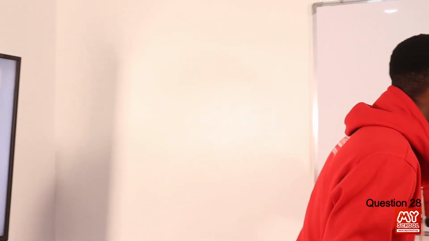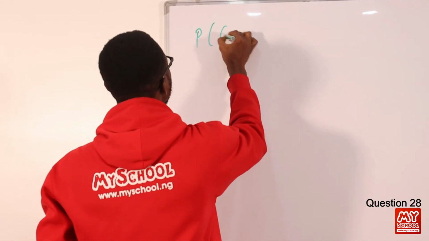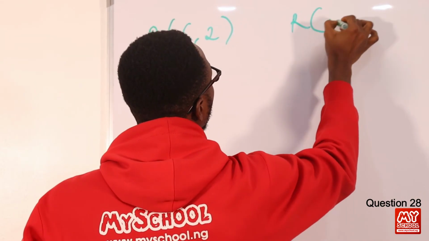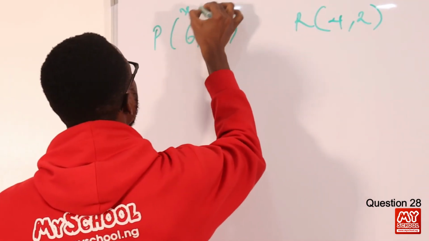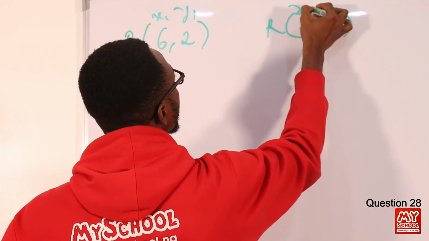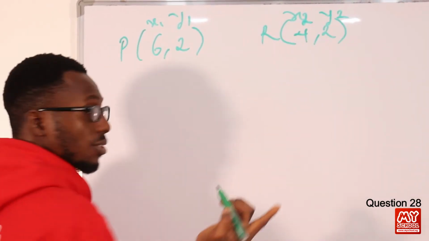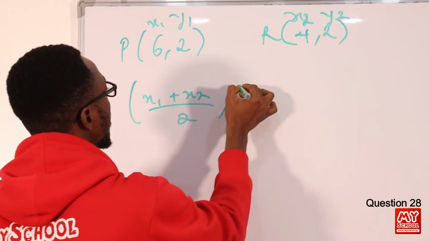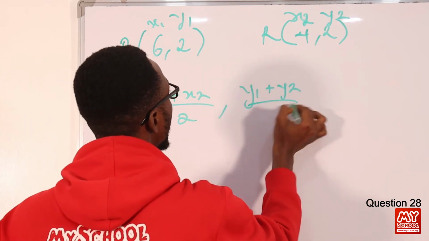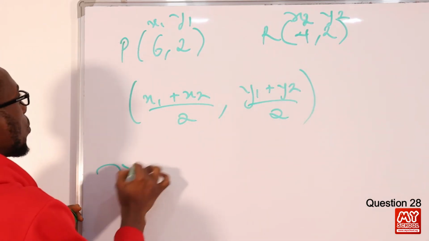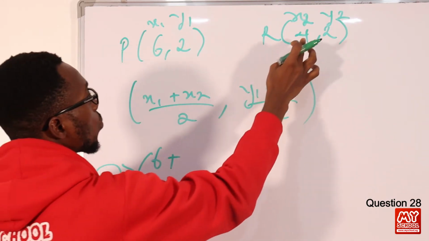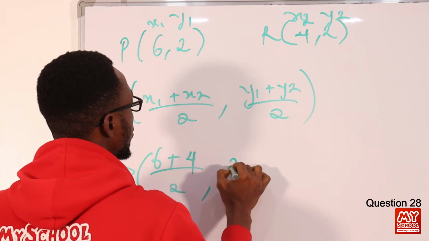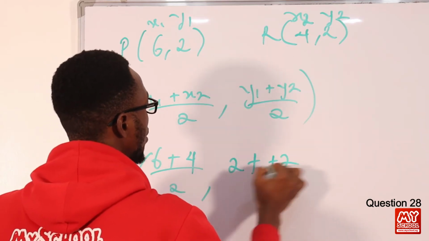Okay, so we have 2 points, right? P, that is (6, 2), then R, yes, that is (4, 2). X1, Y1, X2, Y2. All right, just use this simple formula: X1 plus X2 over 2, then Y1 plus Y2 over 2. Okay, so we have X1 as 6 plus X2, that is 4, over 2. Then we have Y1, that is 2, plus Y2, that is 2, over 2.